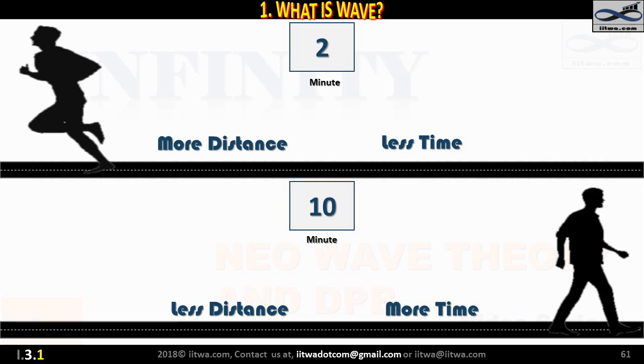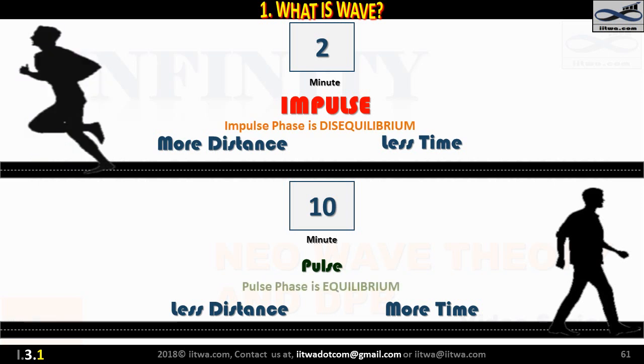In scenario 1, when person XYZ was running, his pulses turned into impulses. His body was in the impulse phase, that's why he covered more distance in less time. In scenario 2, when this person was turning back by walk, his impulses got corrected and were restored to pulse mode again. That's why he spent more time to cross less or the same distance. Here the impulse phase is disequilibrium and the pulse is equilibrium, which is correcting the disequilibrium.